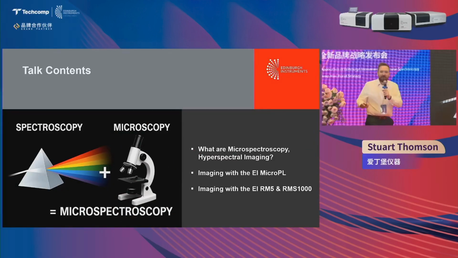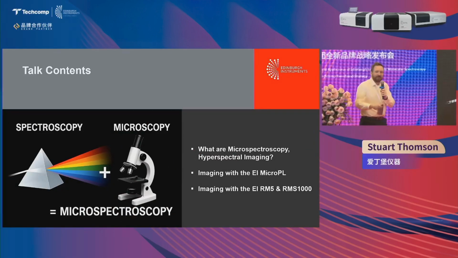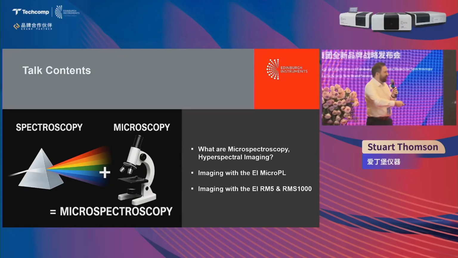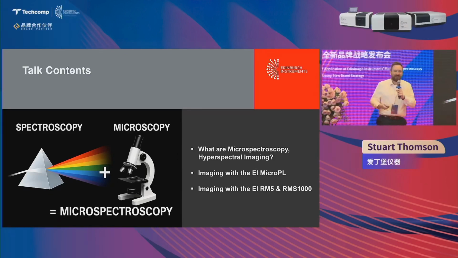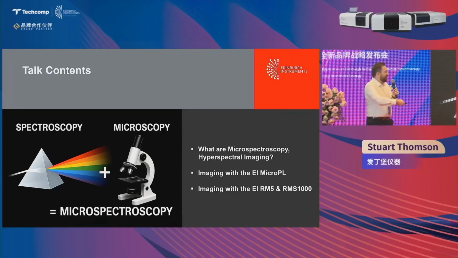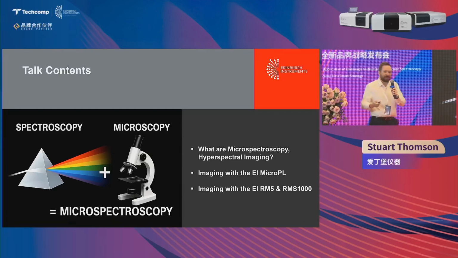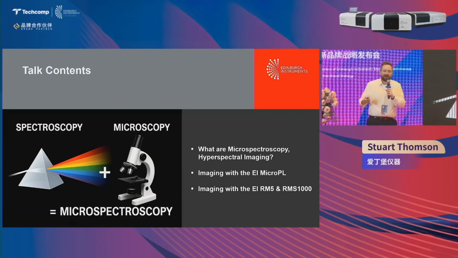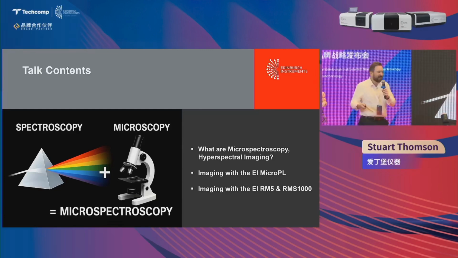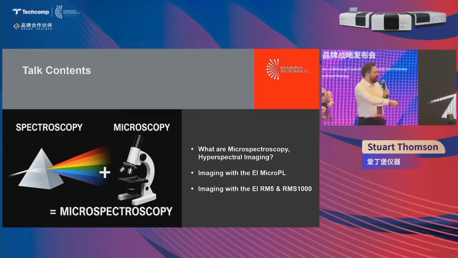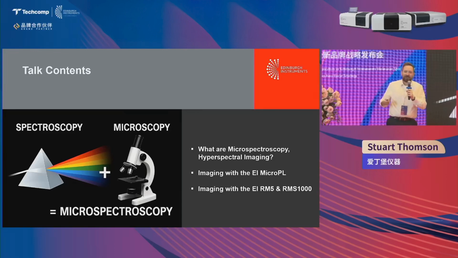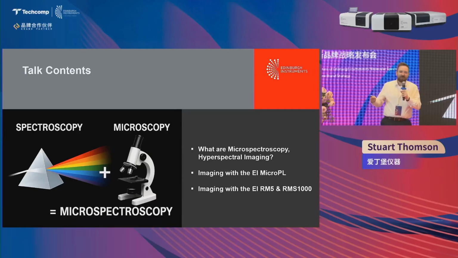A brief outline of what I'm going to talk about over the next 30 minutes or so. I'm going to start with an introduction into what microspectroscopy and hyperspectral imaging are. And I'm then going to move on to imaging with the micro-PL add-on for the FS5 and FLS 1000 photoluminescence spectrometers. And then I'm going to finish off with moving on to imaging with the dedicated RM5 and RMS 1000 imaging microscopes.